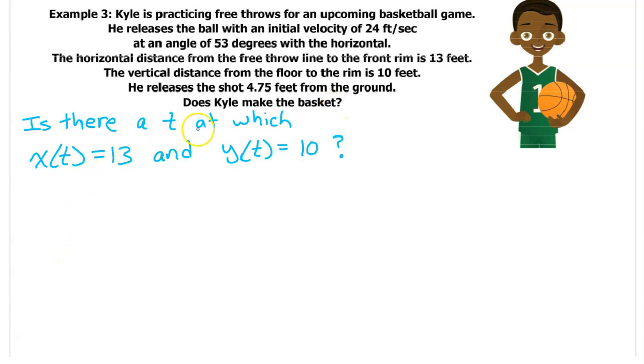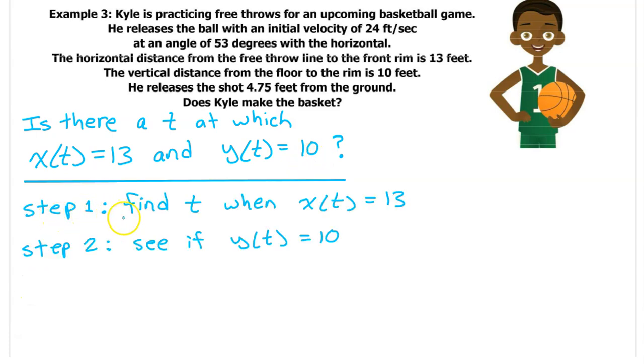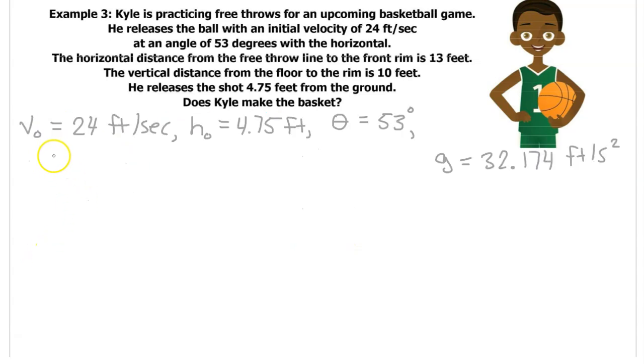In other words, is there a t at which x of t, the horizontal position, equals 13, and y of t, the vertical position, is equal to 10? Our strategy will be, first find the time t when the horizontal position x of t is equal to 13. Then, see if the vertical position y of t is equal to 10 at that time. We are given the initial velocity 24 feet per second, the initial height 4.75 feet, and theta is 53 degrees. We will use 32.174 feet per second squared as the acceleration due to gravity.